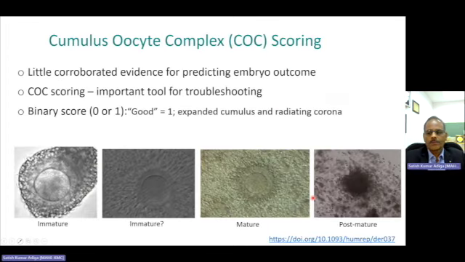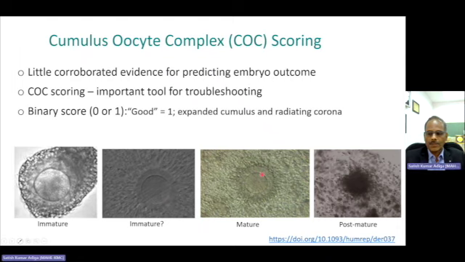COC assessment involves the size of the cumulus mass, its expansion, and how it appears. Usually, the immature oocytes have few layers of cumulus oophorus, as you see in the first picture. Having a well-expanded cumulus mass with a radiating corona is suggestive of oocyte maturity. But remember, sometimes it may not be correlated with nuclear maturity. As you see in the second picture, though the cumulus mass is well expanded, the polar body is not seen in the perivitelline space.